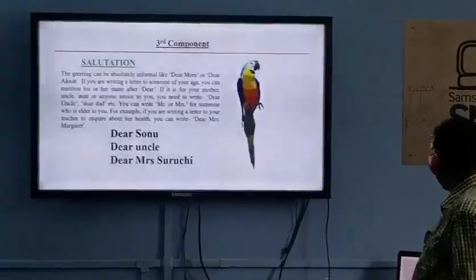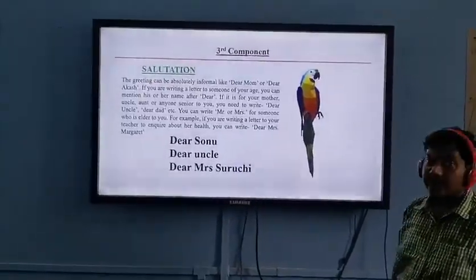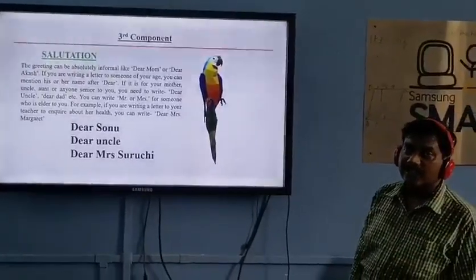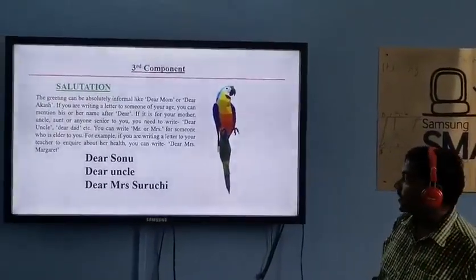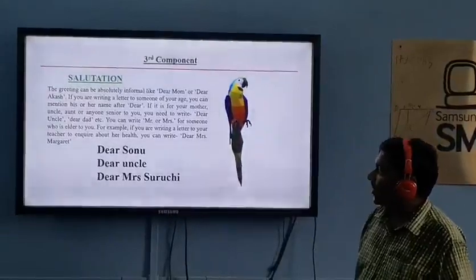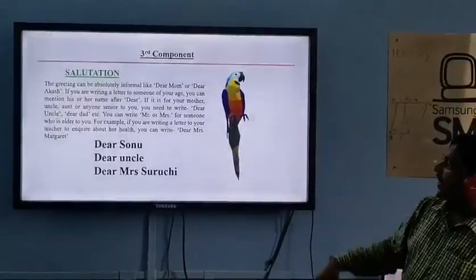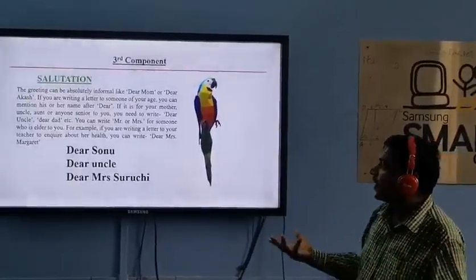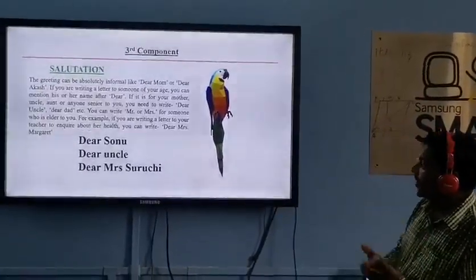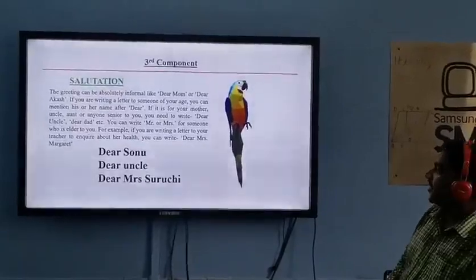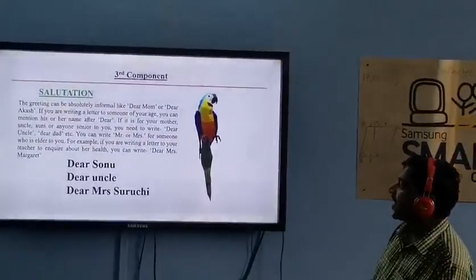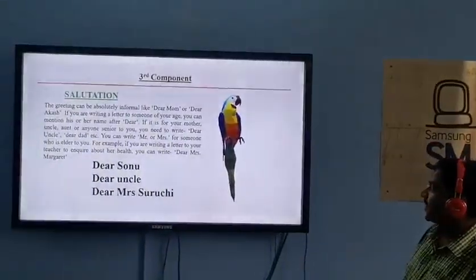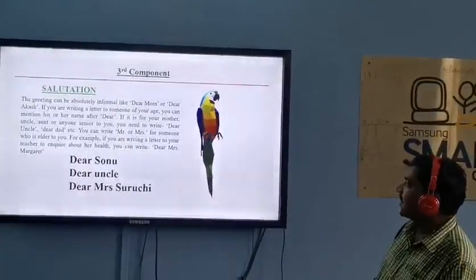Now come to the third component of the letter, that is salutation. Salutation is the third component of an informal letter. So what should be in the salutation? The greeting can be absolutely informal, like dear mom or dear Akash. Or if you are writing a letter to someone of your age, you can mention his or her name after dear. For example, dear Akash.